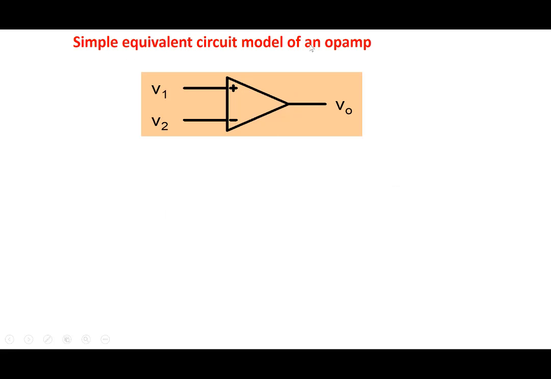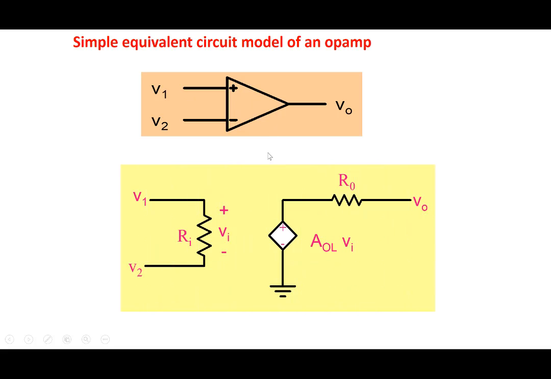So the simple equivalent circuit of our op-amp is the following. When you look at it from the input side, the op-amp between these two terminals, this is called the non-inverting terminal, and this is called the inverting terminal. You'll see why these notions, minus and plus. And so between V1 and V2, there is a resistance Ri. And in an ideal case, Ri is infinity.